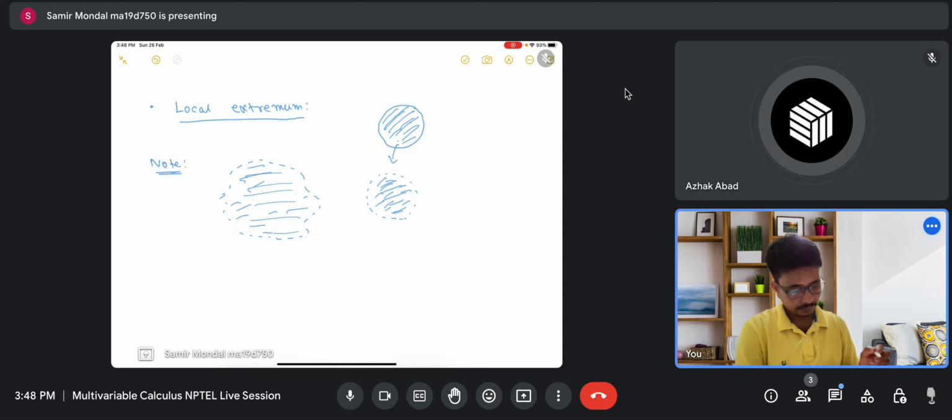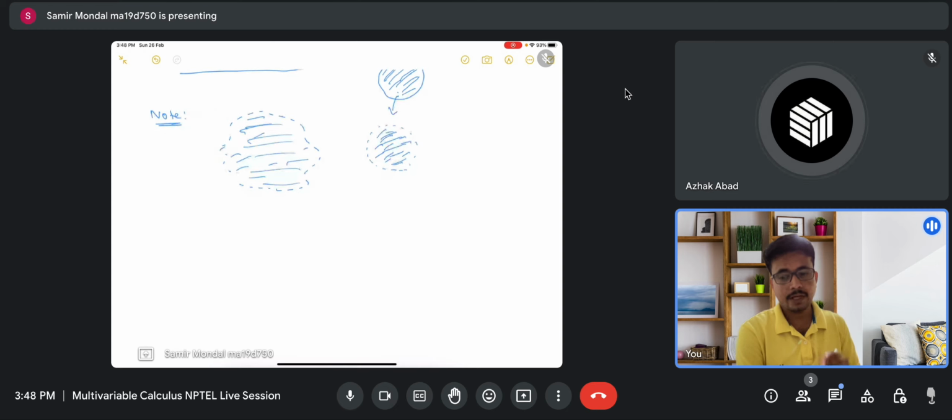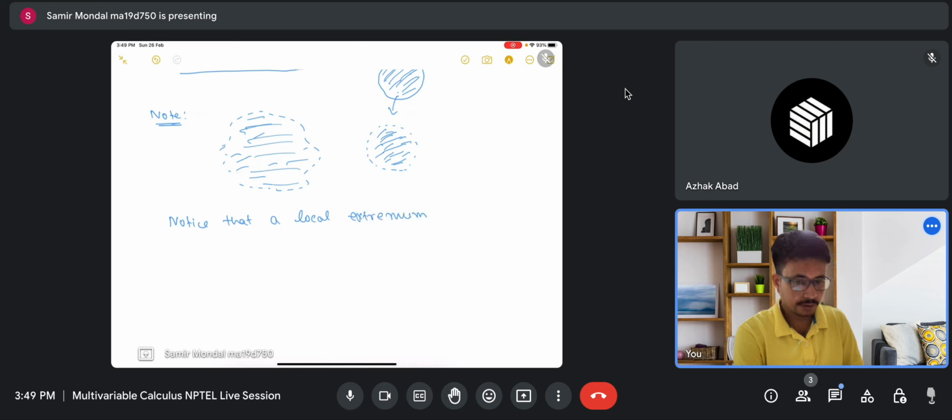So one note is that for a local extremum, the point must be an interior point. Okay, so note that. Notice that a local extremum point must be an interior point. Is this clear or not?